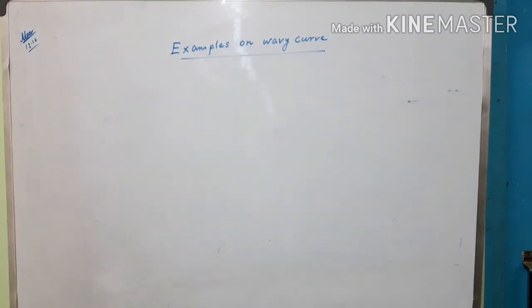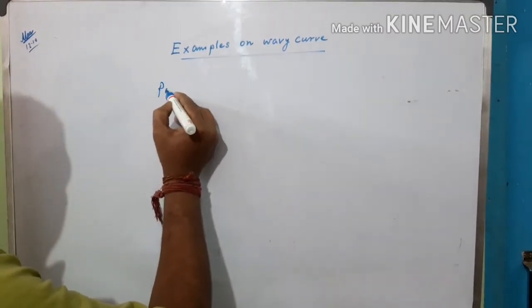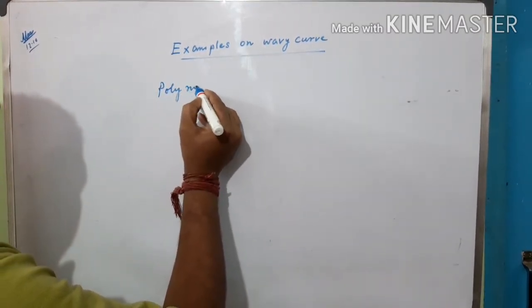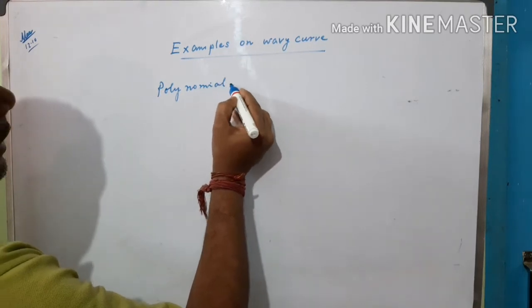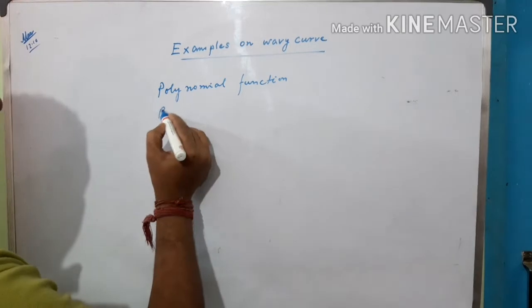Here in this class, we shall discuss a few more examples on wavy curve. Now the question is where we can use a wavy curve. So actually we can use a wavy curve for the case of a polynomial function, or for a rational function.